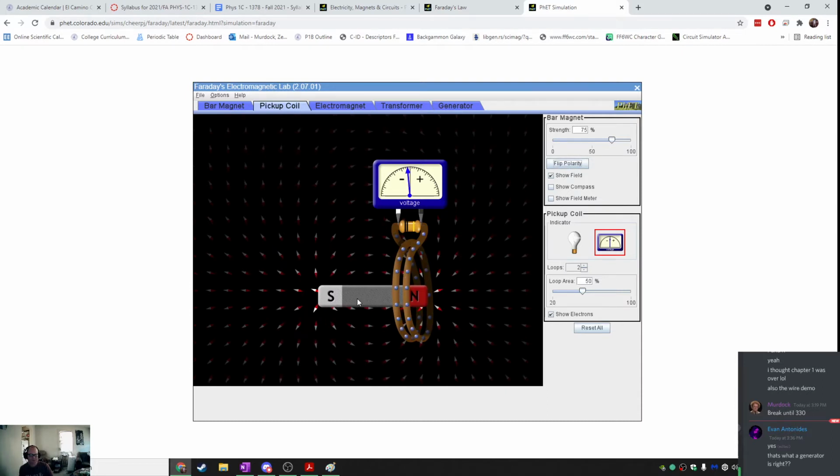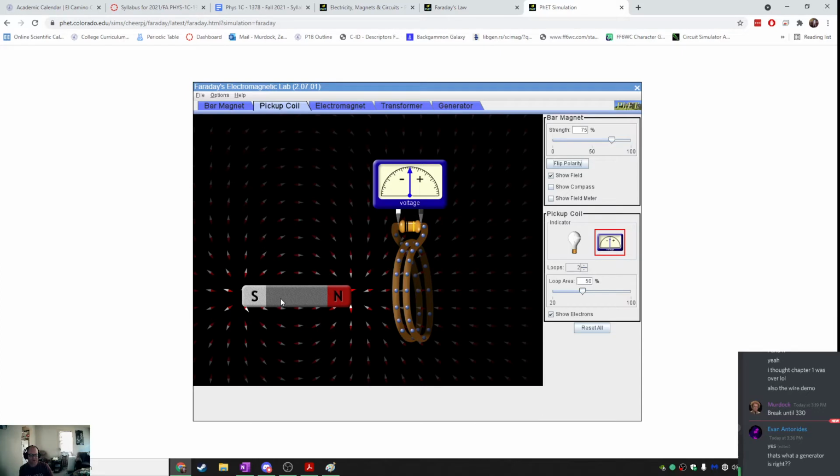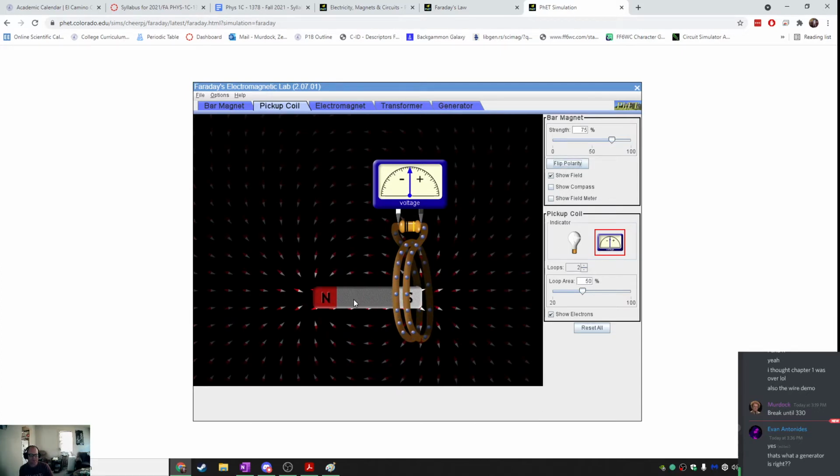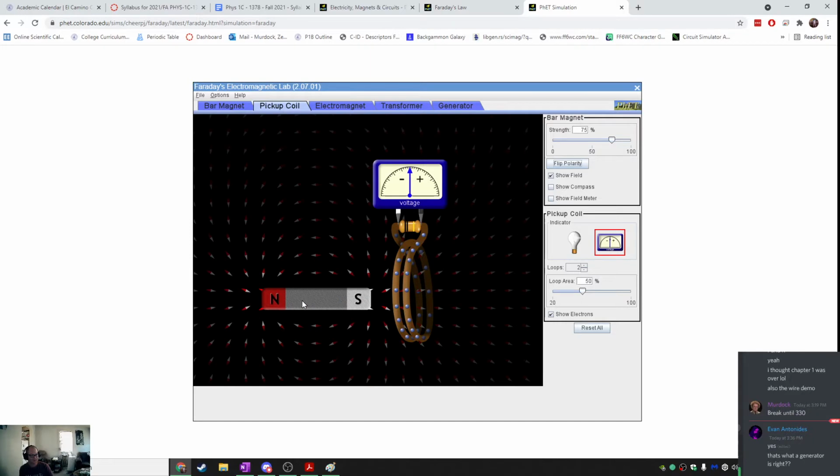I'll flip it around to show you what was happening there. So what direction does it go when I go this way? It goes negative. When I pull out, it goes positive. When I flip polarity around, south in first, it goes positive. South in out, it goes negative, right? All right.